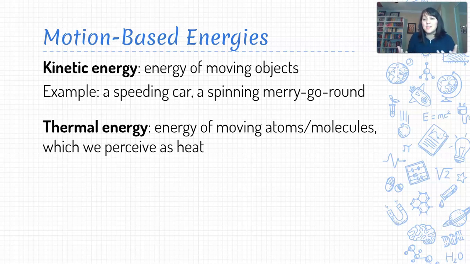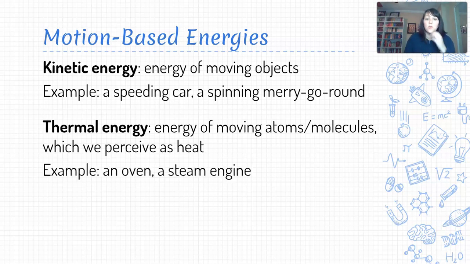What that really means is that the molecules or atoms making up that object are moving faster. The faster they're moving, the hotter the object is. So at the end of the day, thermal energy is a motion-based energy because it reflects the motion of the particles. The faster they're moving, the more thermal energy and the higher the temperature of that object. Okay, so if we think about an oven, steam engine, anything that operates by changing temperature, we're really looking at an object that's using thermal energy.